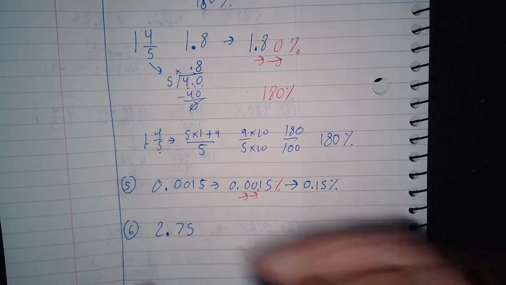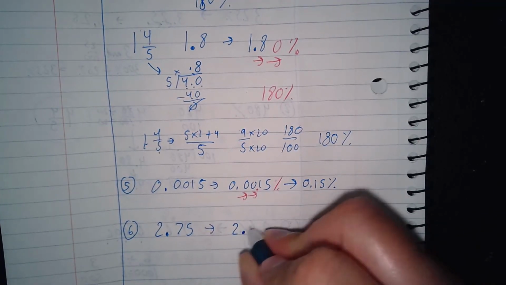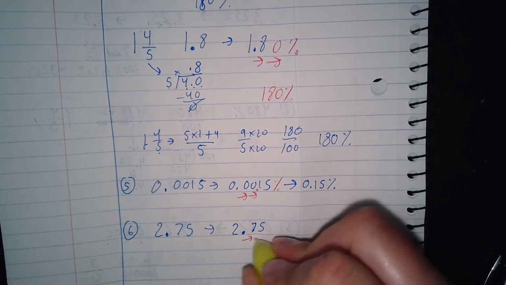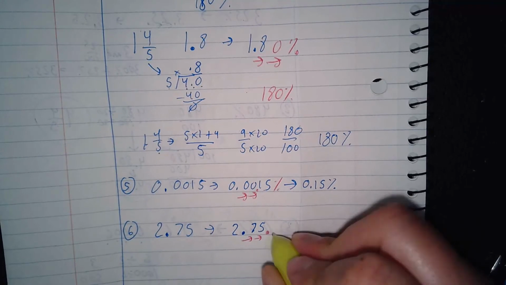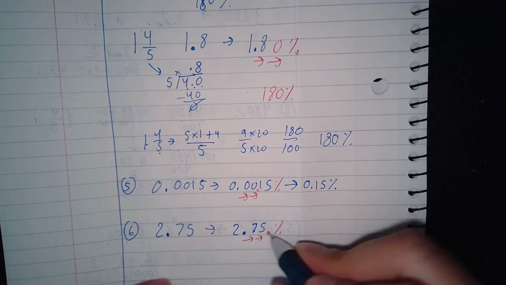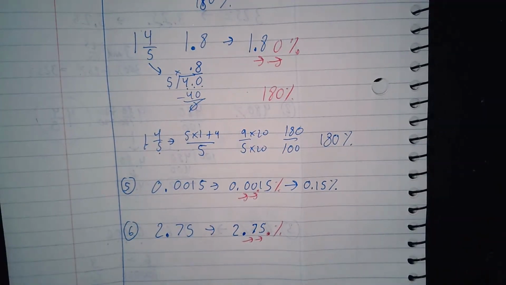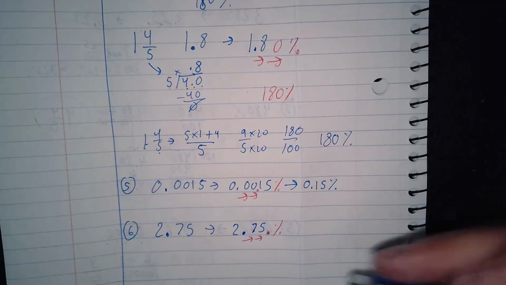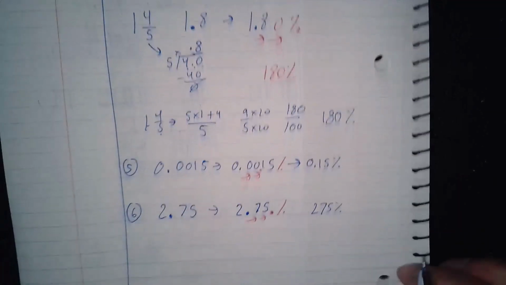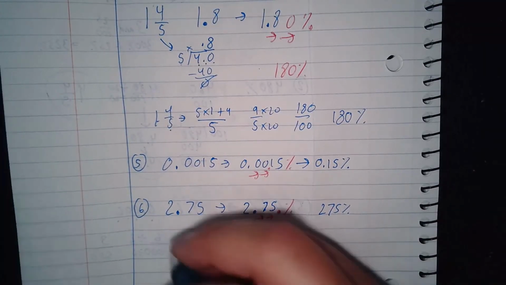2.75. I want a percent. Move the decimal point 2 spots to the right. Add a percent symbol. And actually, once you add the percent symbol, you don't need the decimal point, especially if it's there, because now it becomes a whole number. So the minute it becomes a whole number, just erase it. You don't need it. So you're just left with 275%.